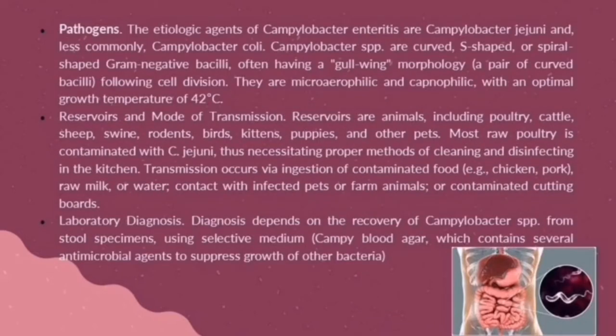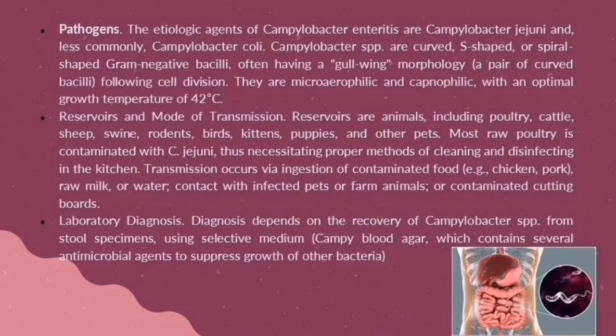Pathogens: the etiologic agents of Campylobacter enteritis are Campylobacter jejuni and, less commonly, Campylobacter coli. Campylobacter spp. are curved, S-shaped, and spiral-shaped gram-negative bacilli, often having a gull-wing morphology, a pair of curved bacilli following cell division. They are microaerophilic and capnophilic with an optimal growth temperature of 42 degrees Celsius.